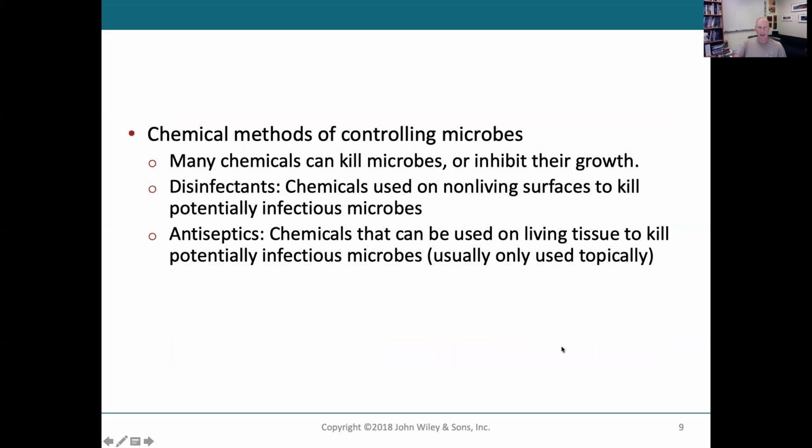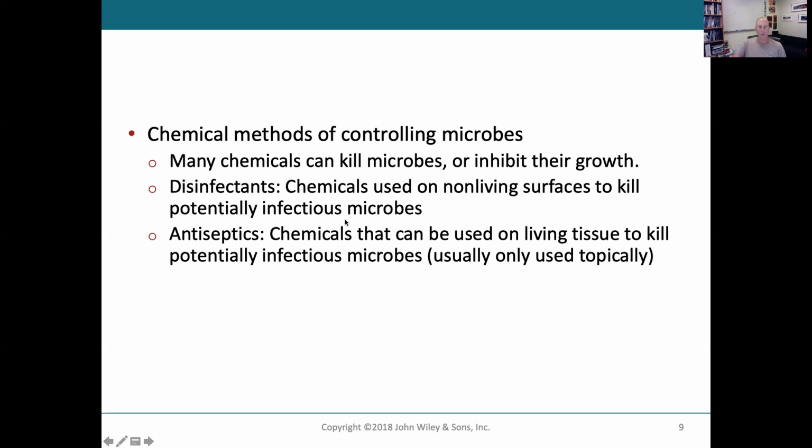It doesn't say here, and I honestly don't remember if it's on a later slide, but X-rays and gamma rays are also effective disinfection techniques, and those have much greater penetrating power, and so that can be used for sterilization or decontamination as well. There are lots of chemicals that can kill microbes fairly non-specifically or inhibit their growth.